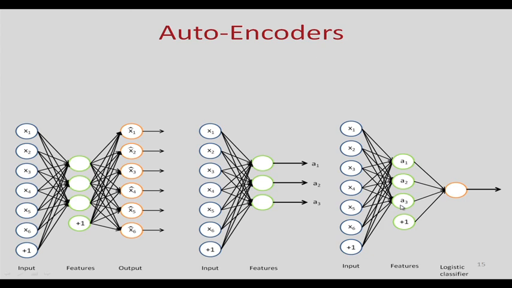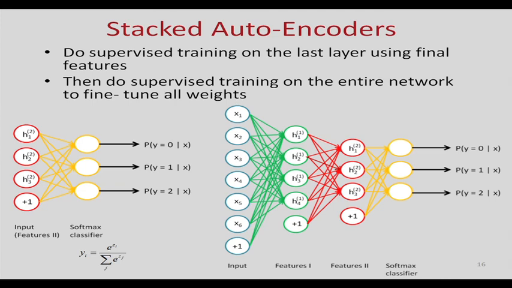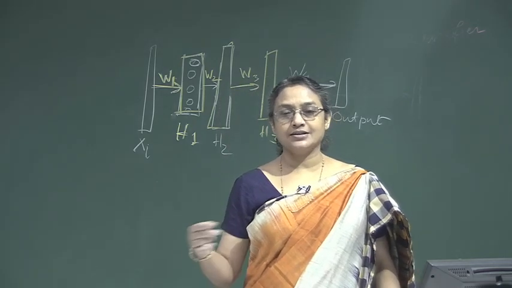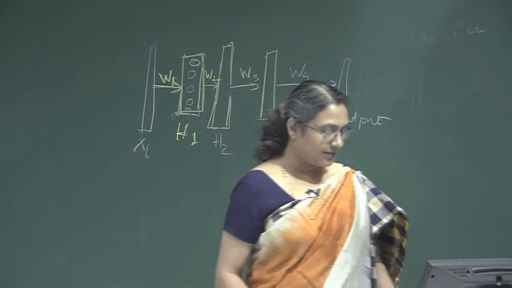Of course, we can do more than one hidden layer. By stacking autoencoders, we can use more than one hidden layer. This is the first hidden layer, then there is a second hidden layer. So, we do layer by layer training using unlabeled examples. Finally, we do supervised training on the output layer, and then we tune the entire network. So, this is the idea of a stacked autoencoder, and this is one way of learning a deep network where we avoid the standard problems that were there with deep networks.